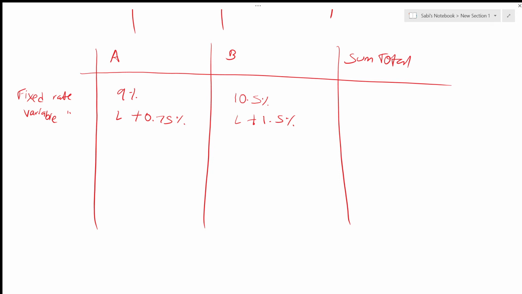So just find the difference between the two fixed rates. 10.5 minus 9, 1.5%. Then L plus 1.5 minus L plus 0.75, because L will cancel, is 0.75. So which percentage is bigger, 1.5 or 0.75? This percentage is bigger, and it's coming in the fixed rate. That means A has a comparative advantage in the fixed rate.